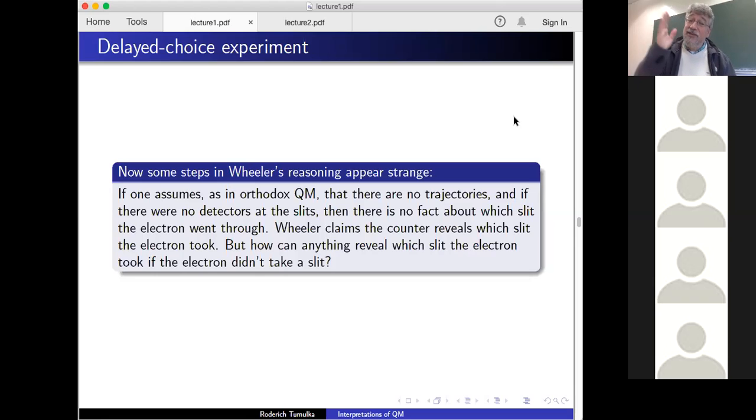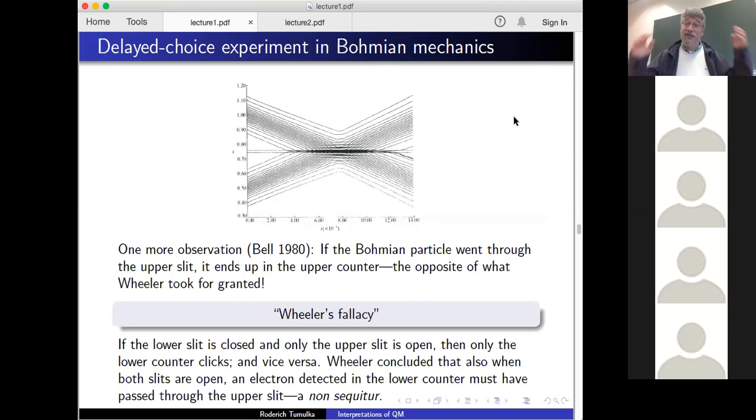Or if you put detectors at the slits, then you detect the electron at one of the slits. But if neither was the case, then there is no fact about which slit the electron went through. Now, Wheeler claims the counter in the end later reveals which slit the electron took. But how can anything reveal which slit the electron took if the electron didn't take a slit? So some steps in Wheeler's reasoning appear illogical once you start thinking about it in Bohmian terms.